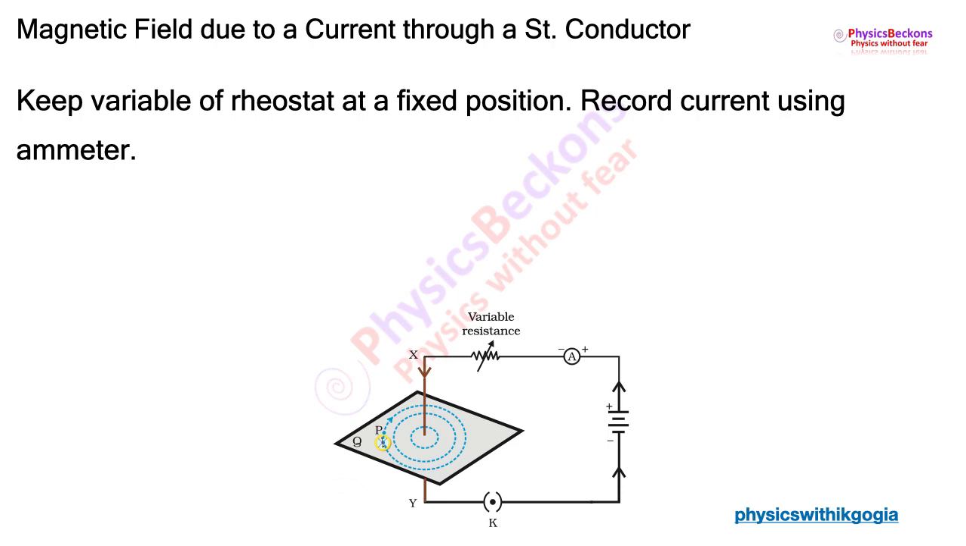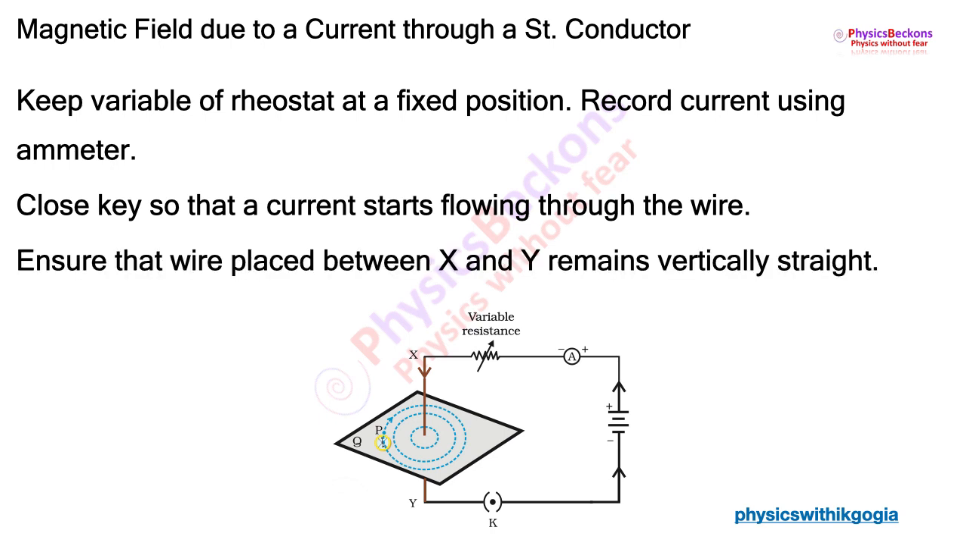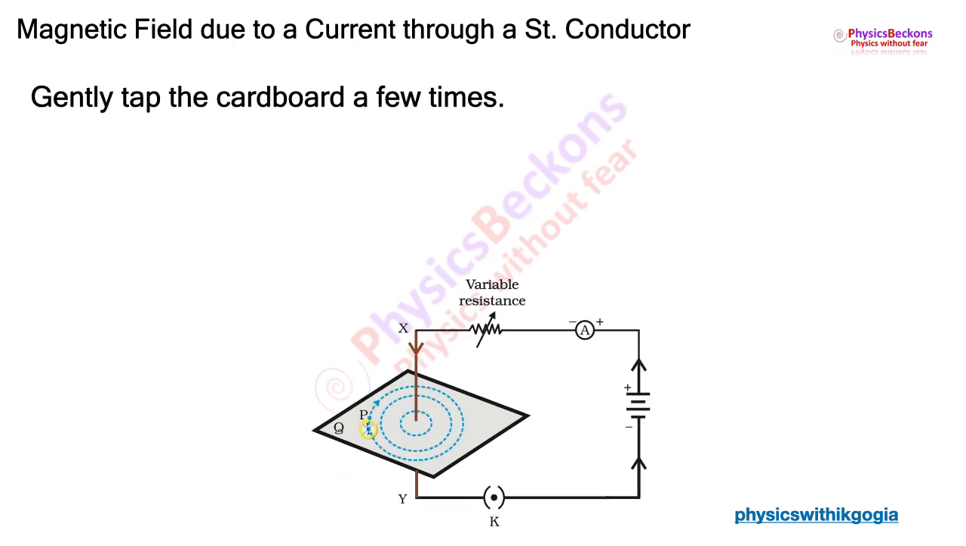Keep the variable of the rheostat at a fixed position. Record the current using the ammeter. Insert the key so that the current now starts flowing through the wire. Ensure that the wire placed between X and Y remains vertically straight. Gently tap the cardboard after sprinkling the iron filings. Observe the pattern of the iron filings.